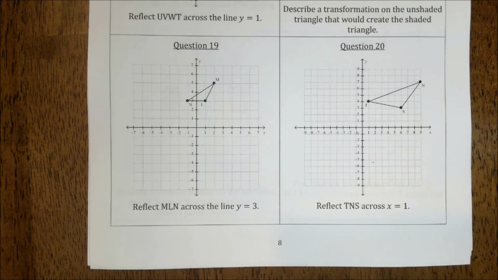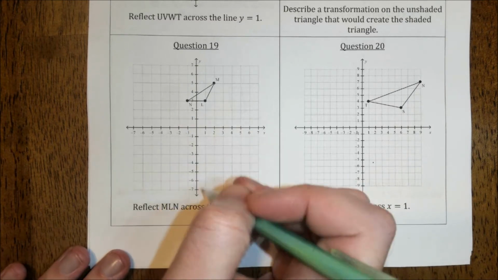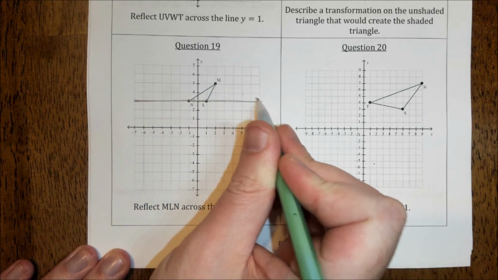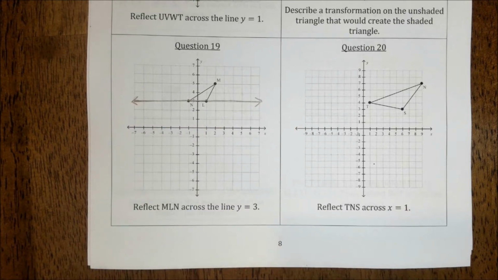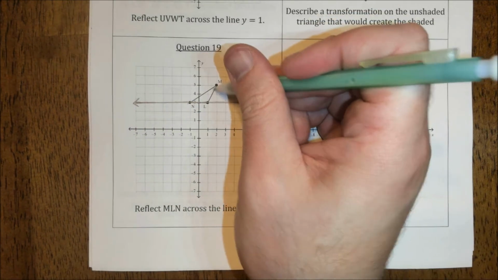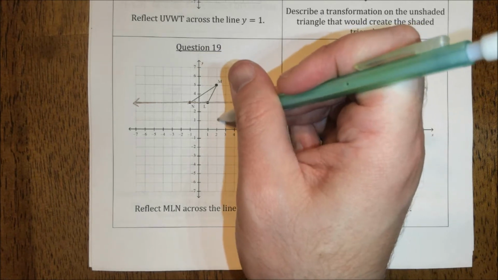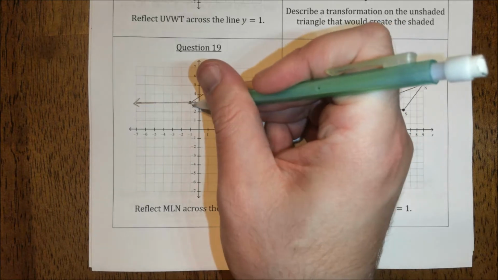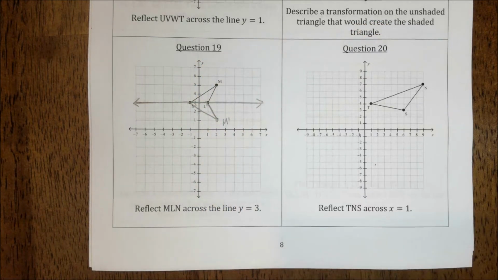Question 19 wants us to reflect MLN across the line y equals 3. y equals 3 is right here. This is another problem where the line of reflection is right through the shape. That makes things a little easier. N and L will not move. M is going to be, instead of 2 above, it's going to be 2 below. M prime is right there. L prime, N prime. Our reflection looks like that.